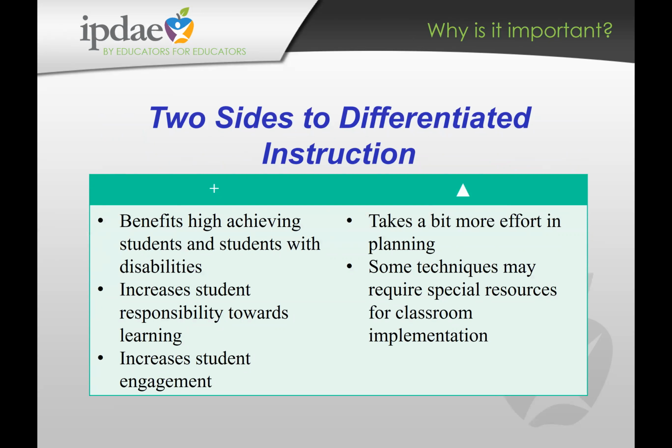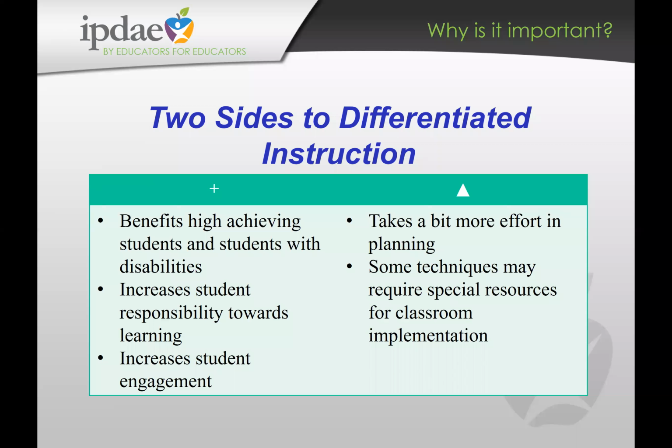Just like any other educational practice, there's always two sides to that. So we don't want to oversell differentiated instruction. However, we wanted to point out some of the strong benefits of differentiated instruction. So what you're looking at on your screen is the benefits or the pluses and the deltas, or things that you may tweak or may have to consider as you apply differentiated instruction. So let's go first with all of the positive benefits of differentiated instruction.